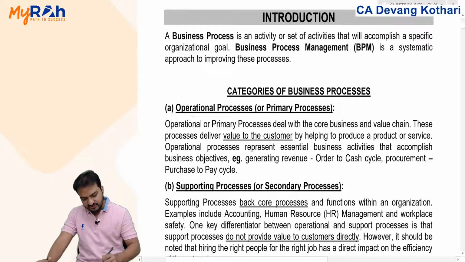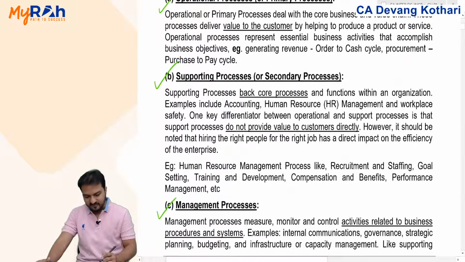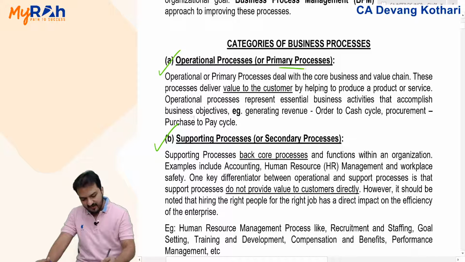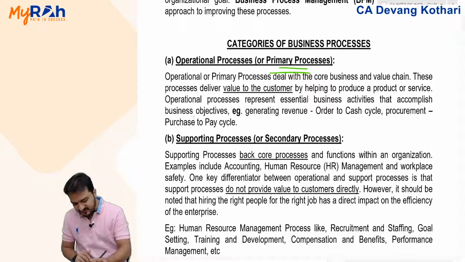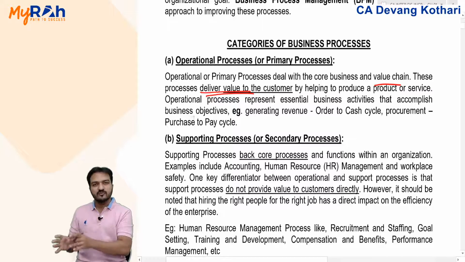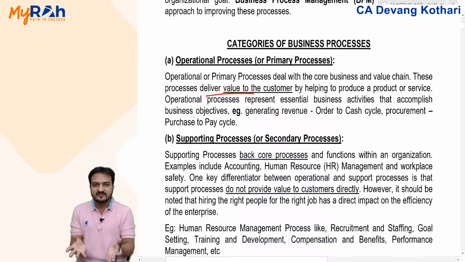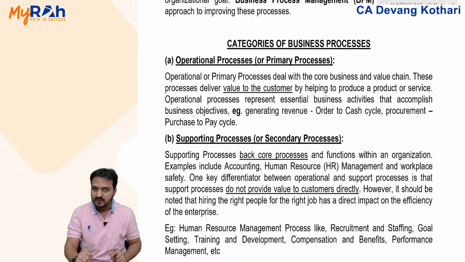First of all, introduction: you had categories of business processes. Categories can be operational process, supporting process, and management process. Operational processes are the primary processes, the day-to-day activities, the processes that add value to your product. These are the processes which deliver value to the customer. For example, in the case of Domino's Pizza, the way they make the pizzas, the cooking part, adds value directly to the customer. Delivery of the pizza is directly adding value to the customer.